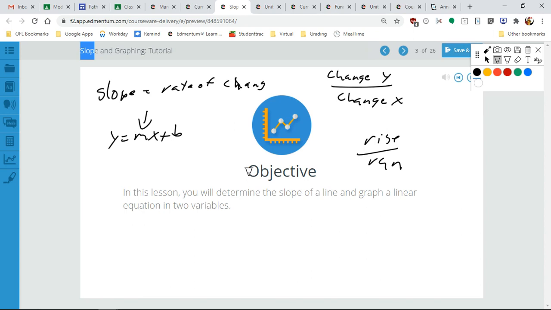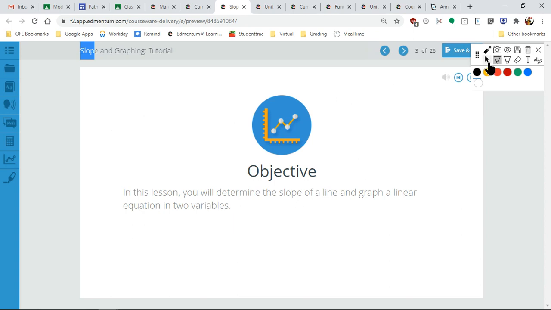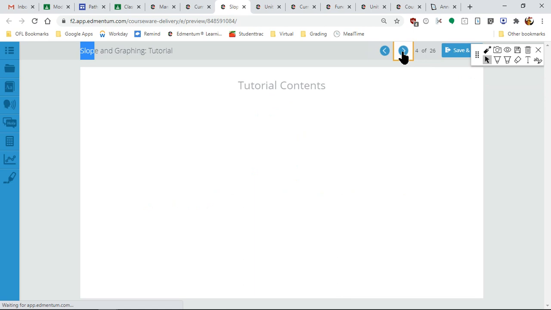If you guys aren't familiar with this formula, we will talk about it a little bit more. But in this, we're just going to learn about slope and lines and all that other weird stuff. All right.